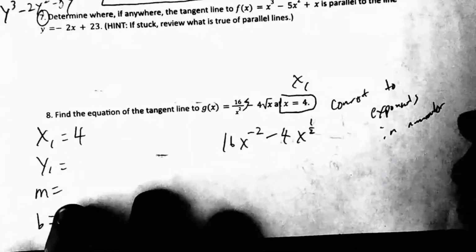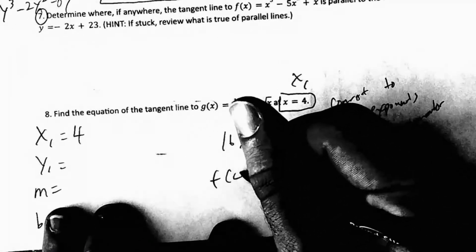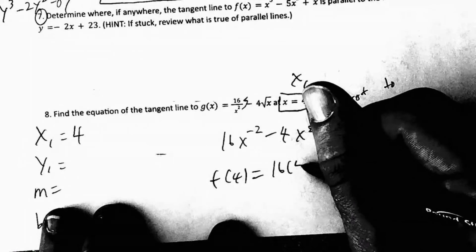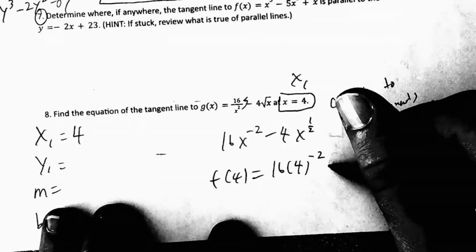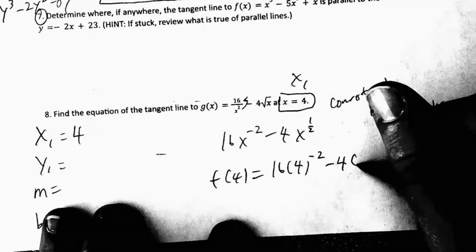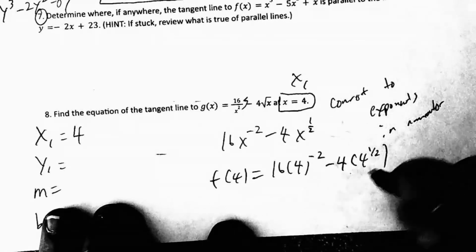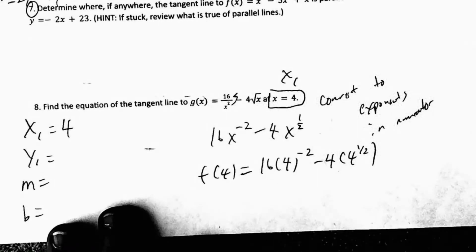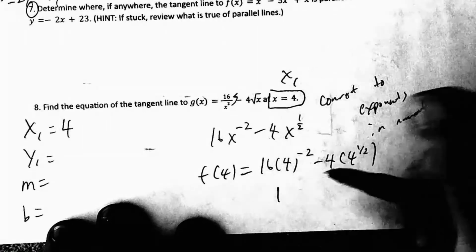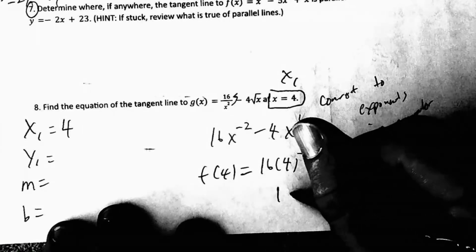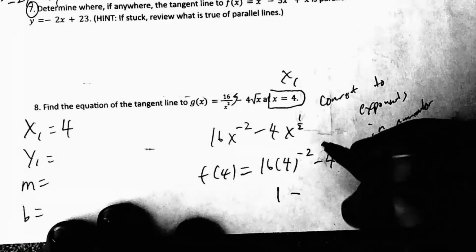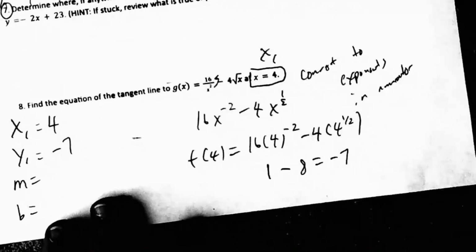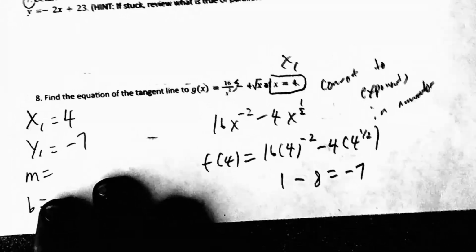So, okay, here, let's do that. So f of 4 would be 16 times 4 to the negative half minus 4 times 4 to the 1/2. You can put it into the original equation too, but it's easier looking at it this way. What this comes out to is 1 minus 8, which is negative 7. So your y1 is negative 7. All that's left to find is m.